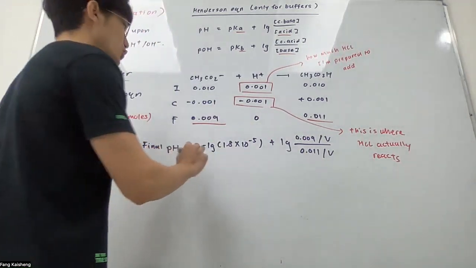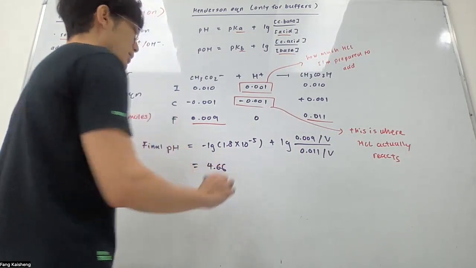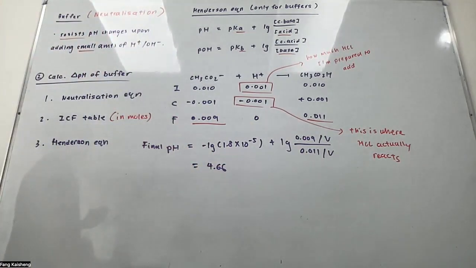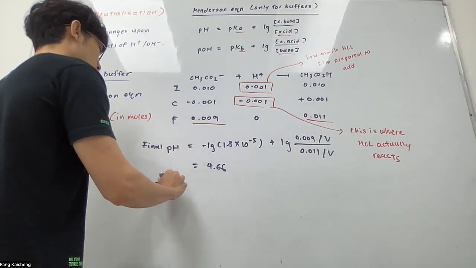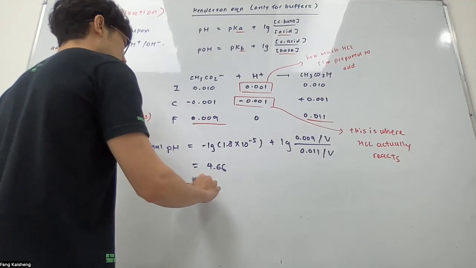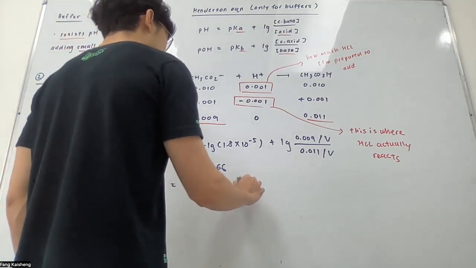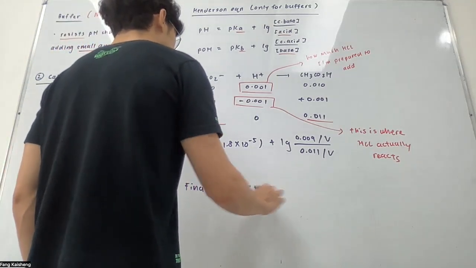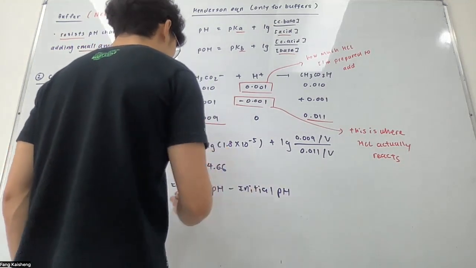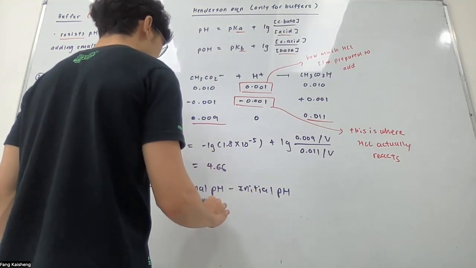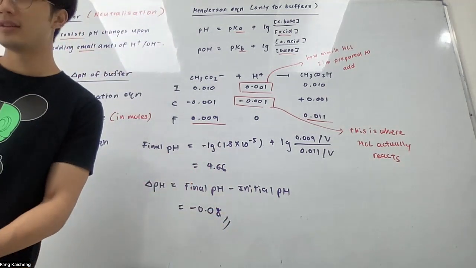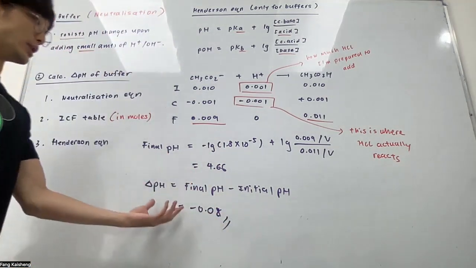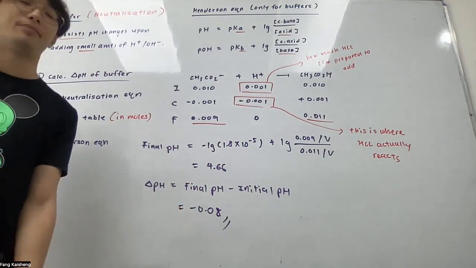Your final pH here should be lower at 4.66. But they want the change in pH. So guys, how do you find the change? Just follow final minus initial. There's a decrease in pH, so there is a negative value, 0.08. pH has no units, so just put negative 0.08 there.